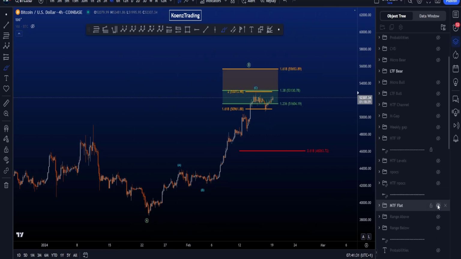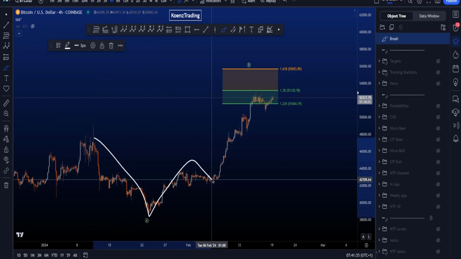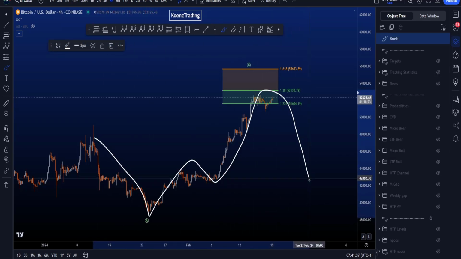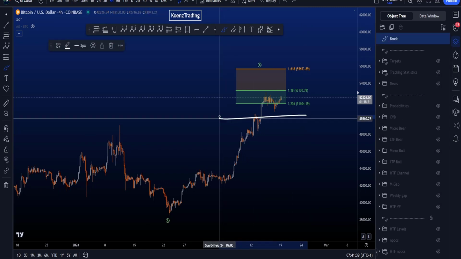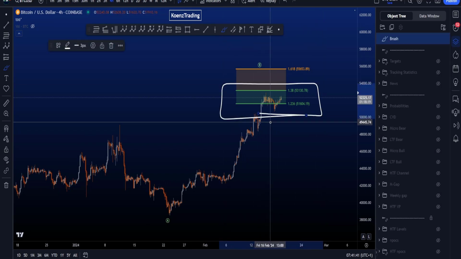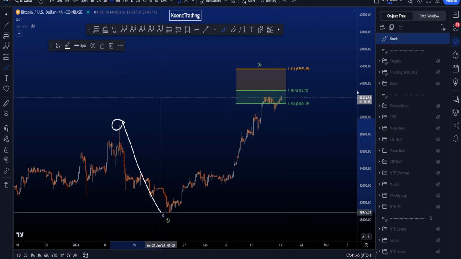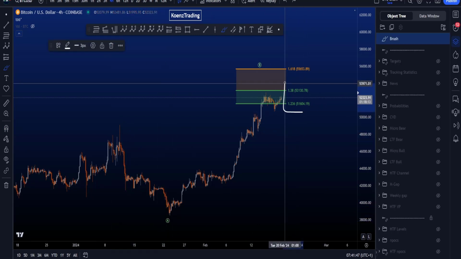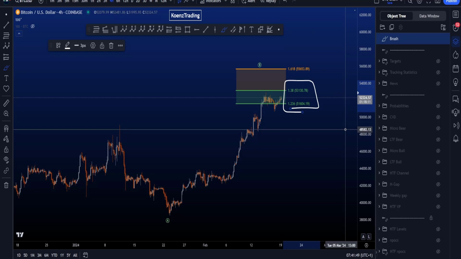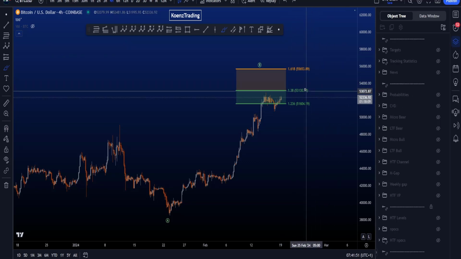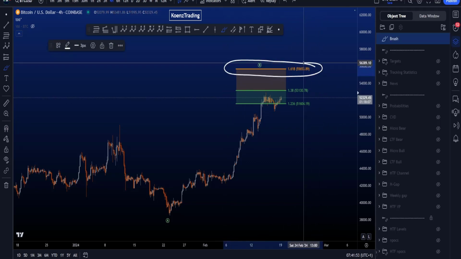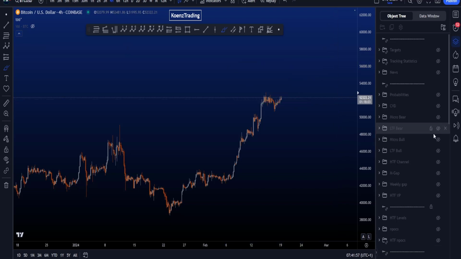Now, this scenario is also part of a bigger flat scenario, with a 3-wave A, a 3-wave B, and then we're looking for a 5-wave C. In this flat, the common target area for your wave B is between the 1.236 and the 1.38 Fibonacci, taken from the high to the low of A, which gives you a target between 51.6k and 53.1k, with a less common target being the 1.618 for wave B at 55.6k.